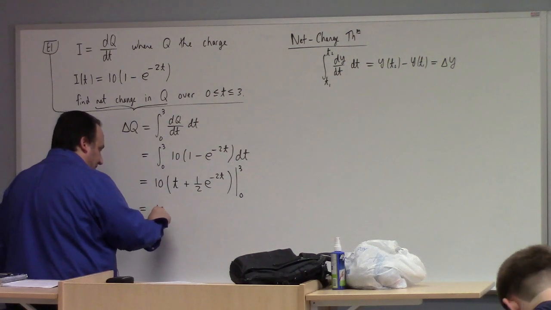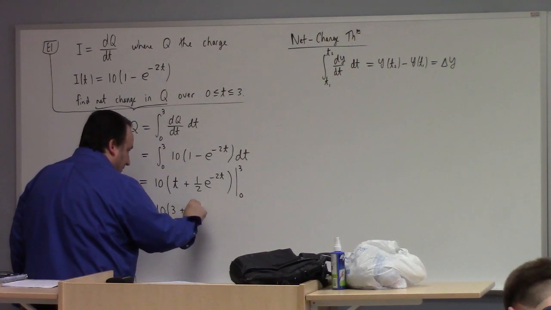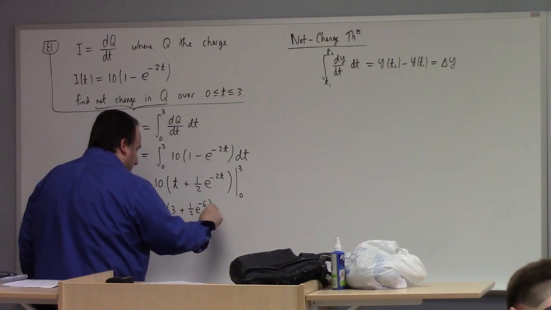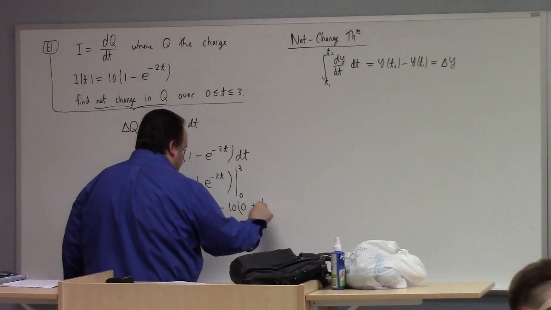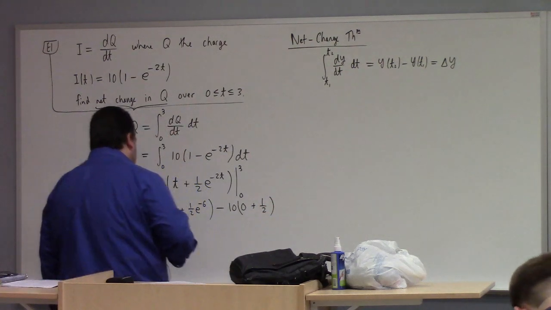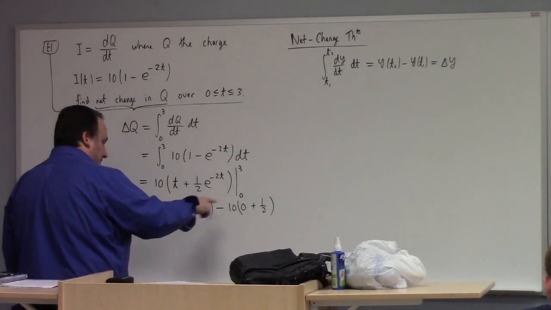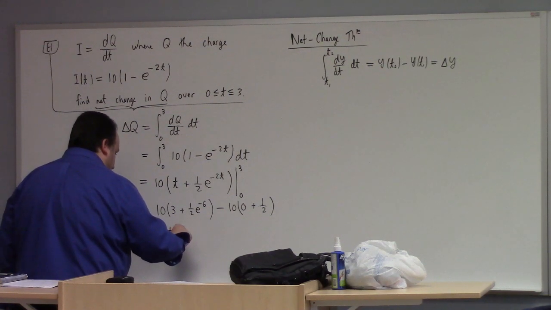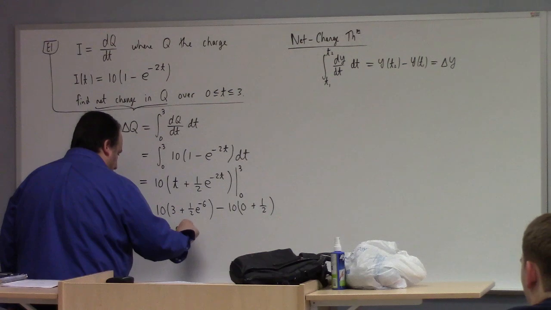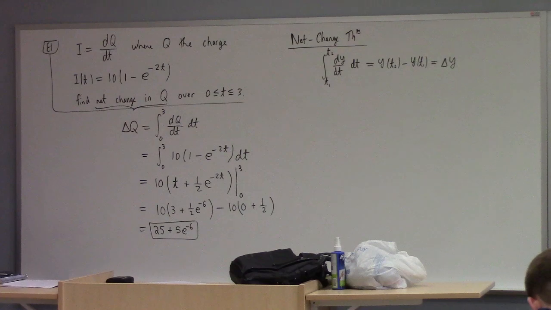That gives me 10 times (3 plus 1/2 e to the minus 6), and then minus 10 times (0 plus 1/2 times e to the 0). Well, e to the 0 is 1, so that's just 1/2. Whatever that works out to, it looks like 30 minus 5 is 25, plus 5 e to the minus 6. e to the minus 6 is super tiny, so this is very close to 25.